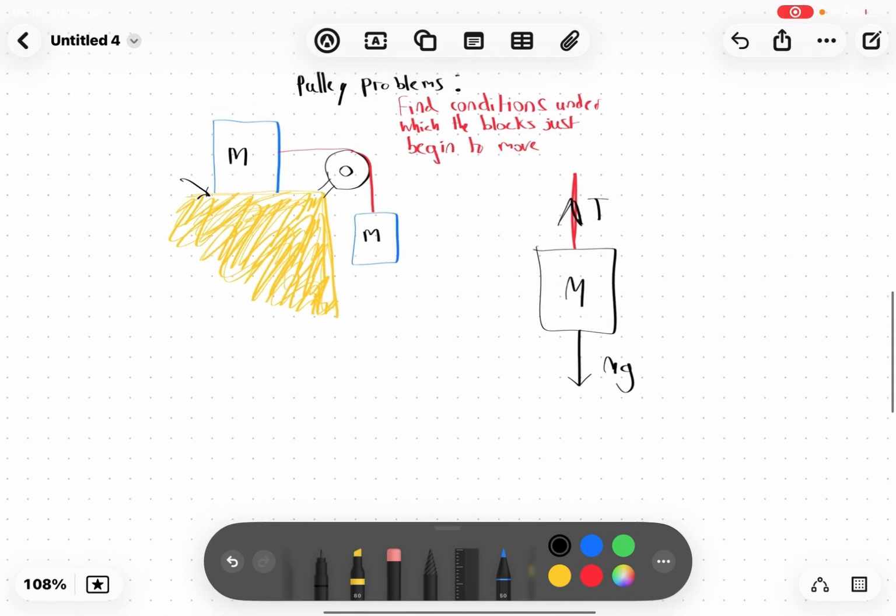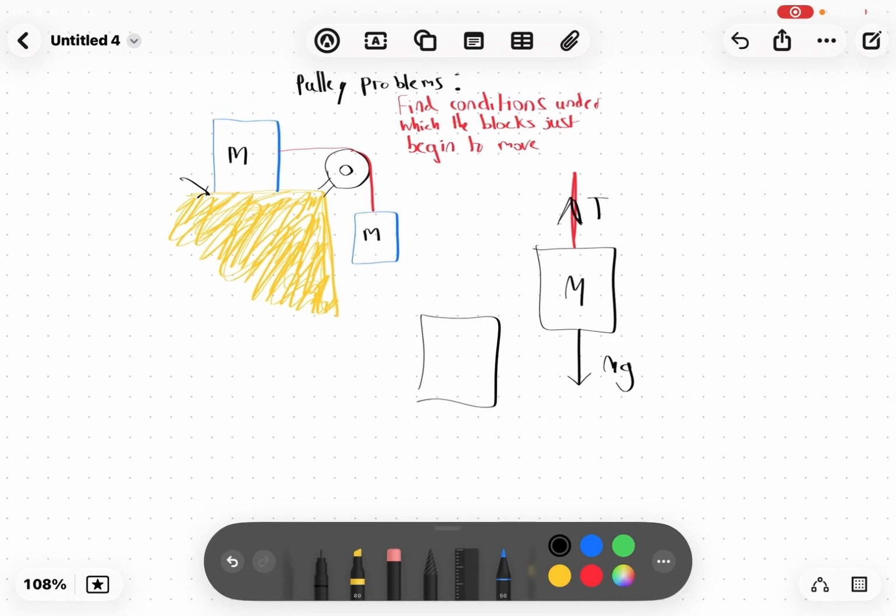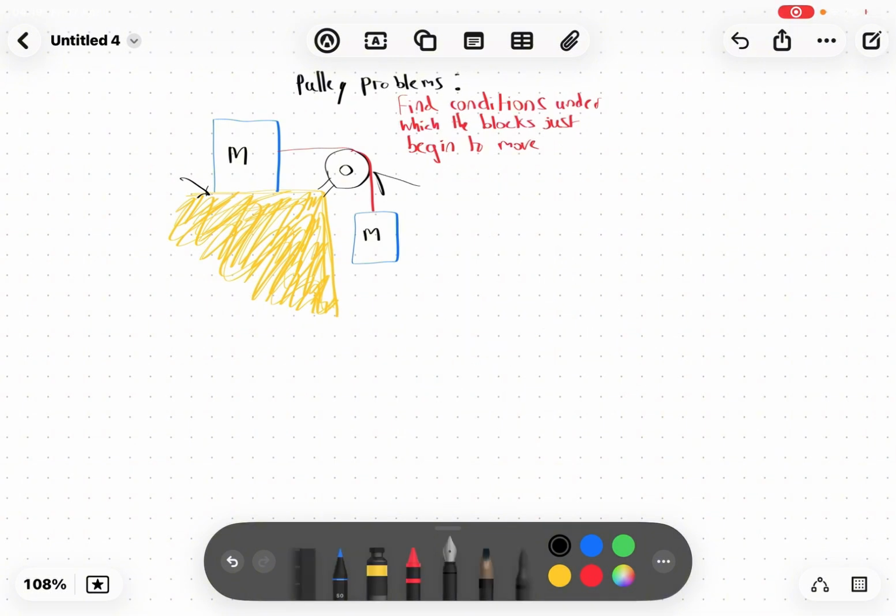And now let's do the big M. The big M has the same tension that this one has. It has the same rope, so the tensions are the same, which is good. It has the frictional force, which goes this way because it's friction. It has the gravitational force, and it has the normal force. Since they both have the same rope, they will accelerate with the same value.